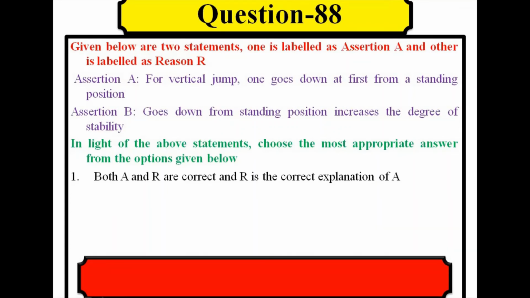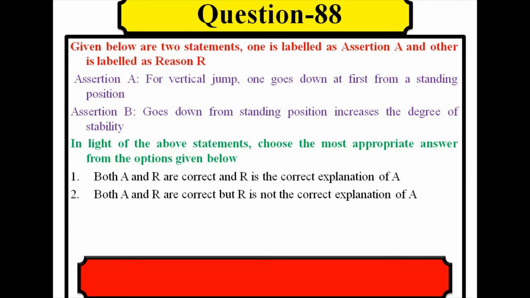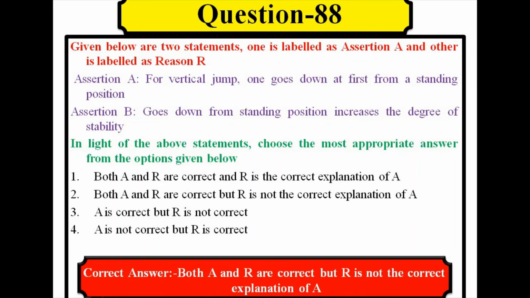Both A and R are correct and R is the correct explanation of A. Both A and R are correct but R is not the correct explanation of A. A is correct but R is not correct. A is not correct but R is correct. Correct answer: both A and R are correct but R is not the correct explanation of A.